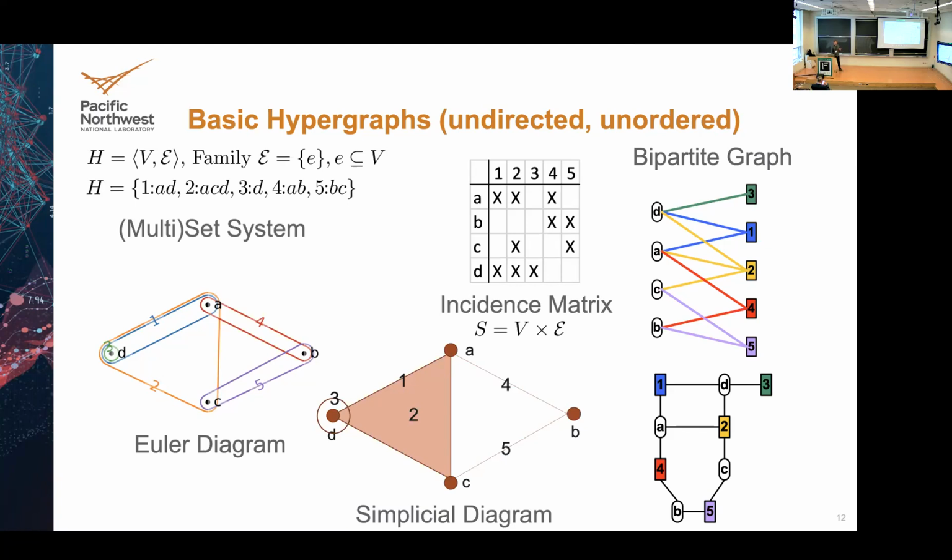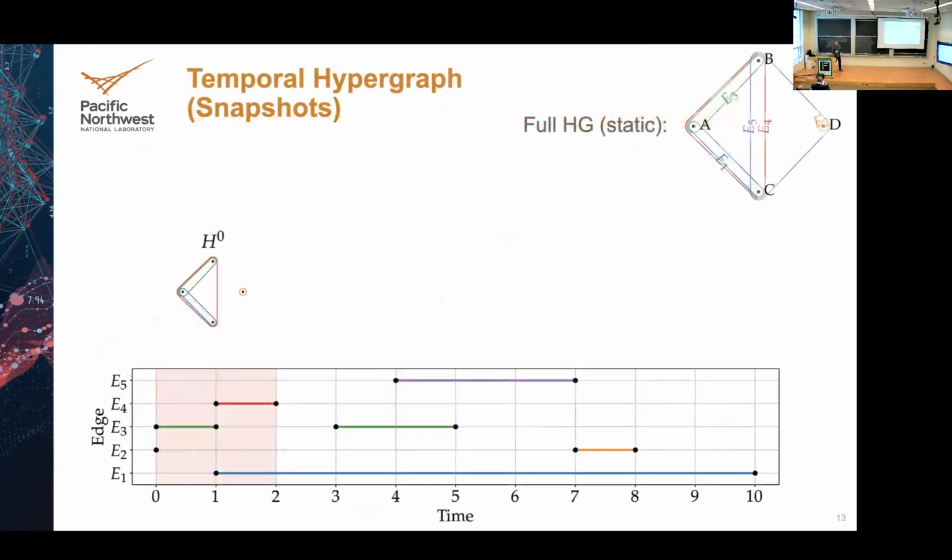So let's see how we can apply this to temporal hypergraphs. A temporal hypergraph is where every edge or node, but in this case we're working with just temporal information on the edges, is active during a certain amount of time. The plot on the bottom shows the intervals in which these hyperedges are active.